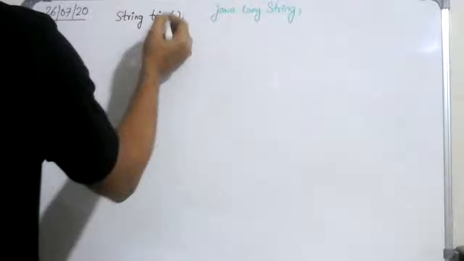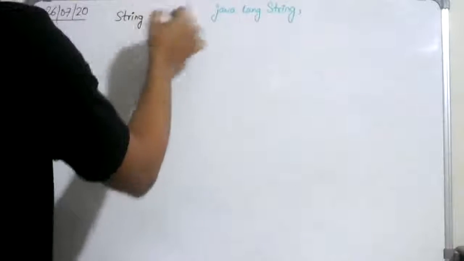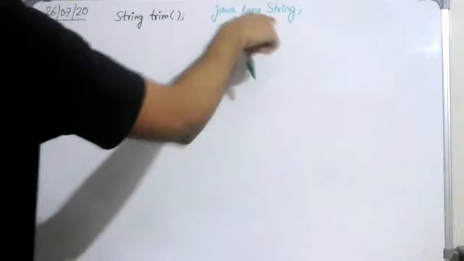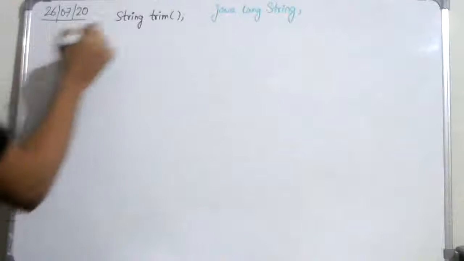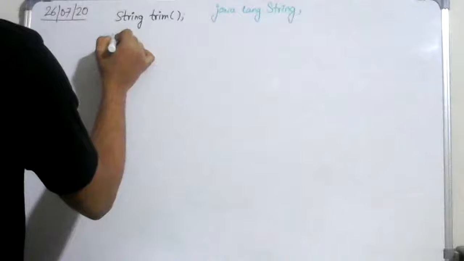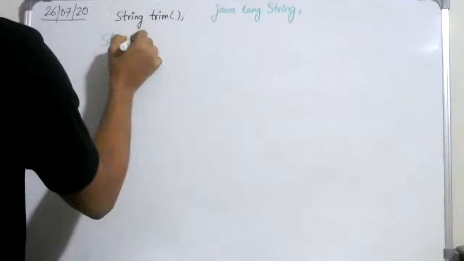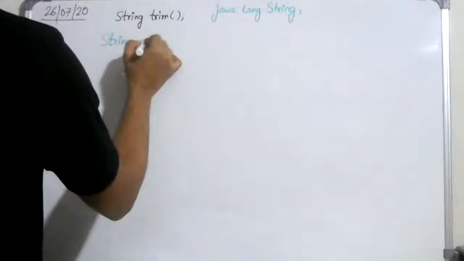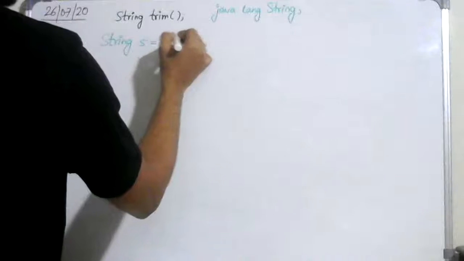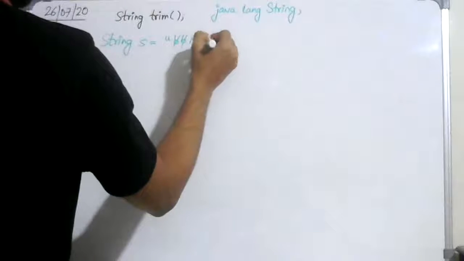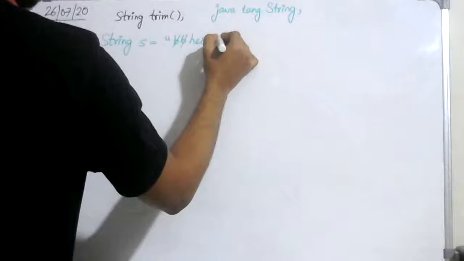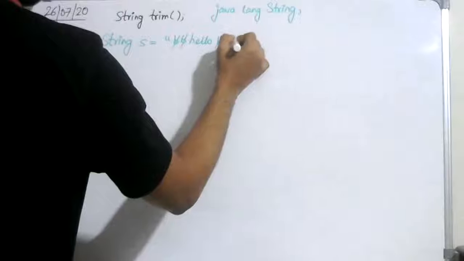So string trim is a function. Trim is the name of the function which has been defined inside the class. We have already discussed what trim does. It deletes white spaces from the beginning and the end of the string. So let's say I have a string like this. String s is equal to, I have some white spaces before, then I have this string hello, and then I have certain more white spaces after that.